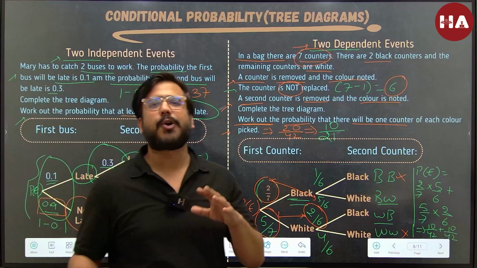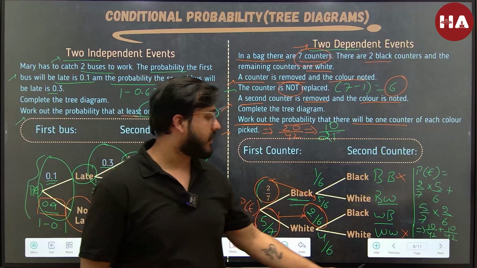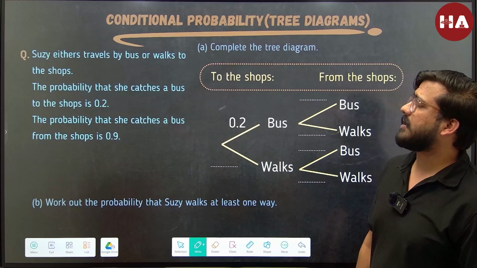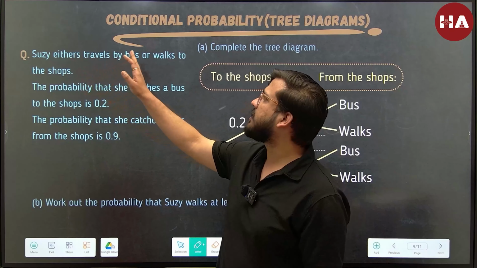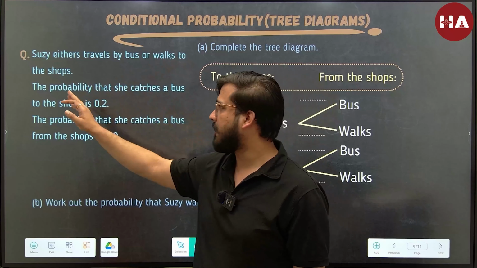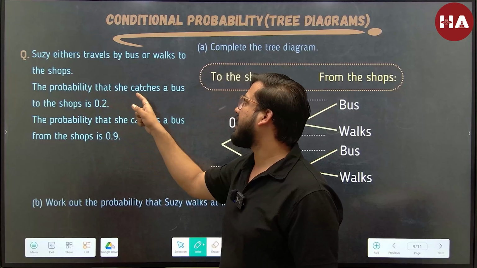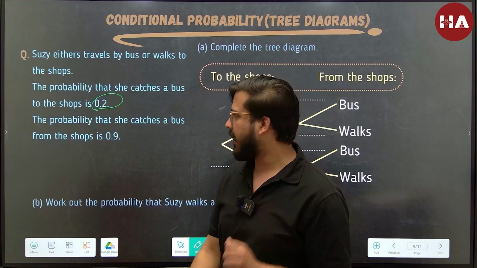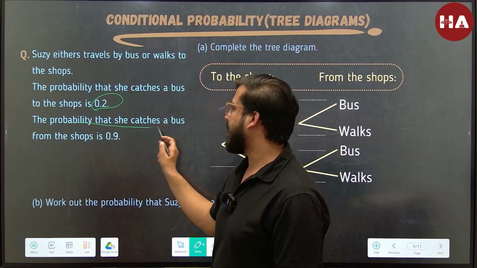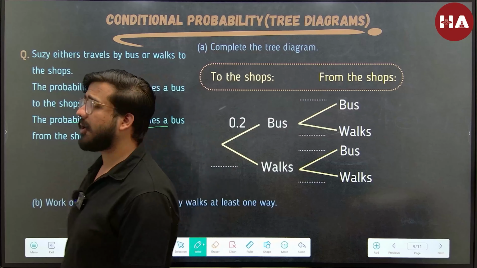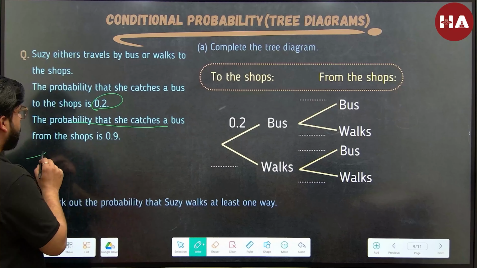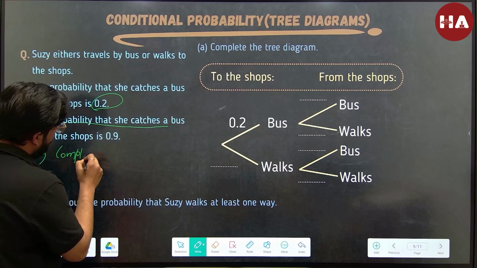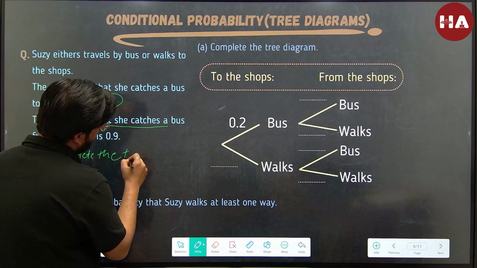Okay students, I hope you got the concept for tree diagrams. Now let's do another question to understand the concept to the core. So this question states that Susie either travels by bus or walks to the shops. Okay, the probability that she catches a bus is given as 0.2. Okay, you have to make a note of it. The probability that she catches a bus from the shops is 0.9. So the first part, first you have to evaluate and complete the tree diagram.